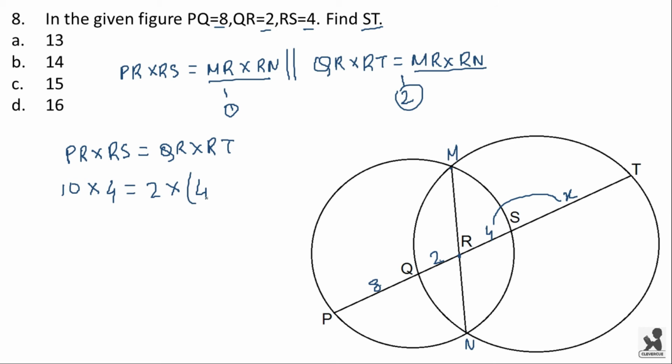So 2 into 4 plus x. Here if you see, 2 into 10 is 20, so we have 4 plus x is equal to 20, and the length of x will be equal to 20 minus 4, that is 16. Option D is the right answer.